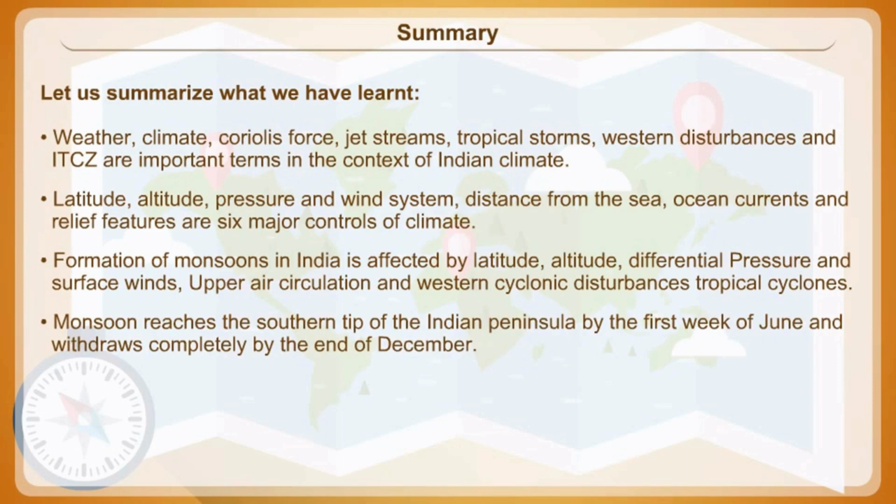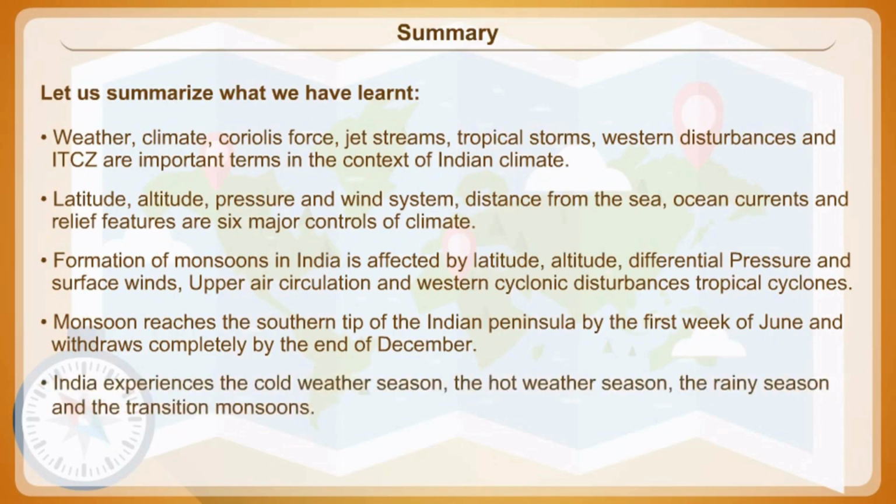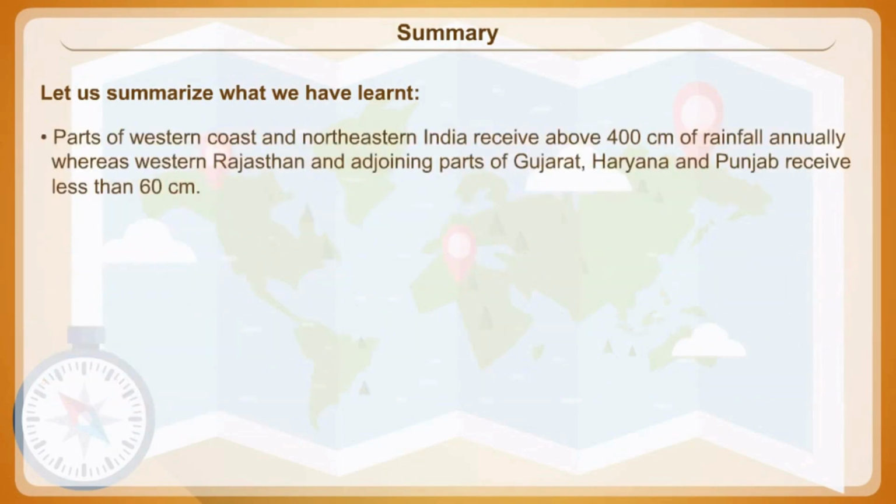India experiences the cold weather season, the hot weather season, the rainy season, and the transition monsoons. Parts of western coast and northeastern India receive above 400 centimeters of rainfall annually, whereas western Rajasthan and adjoining parts of Gujarat, Haryana, and Punjab receive less than 60 centimeters. The remaining country gets a moderate rainfall.